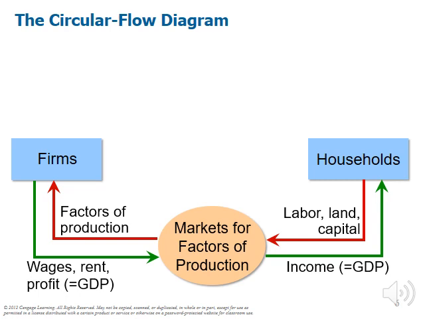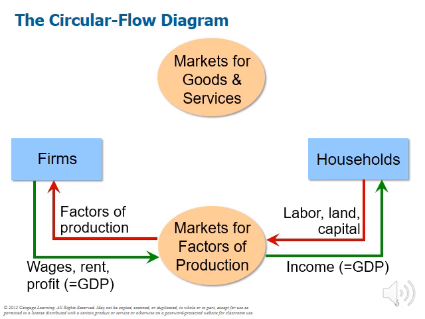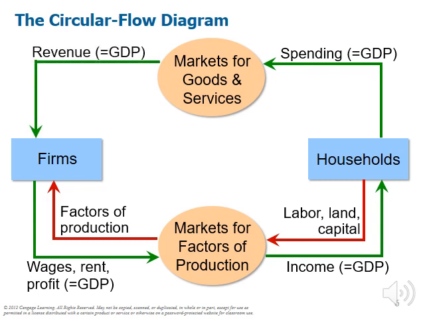These wages, rents, and profit constitute income for households. Income also is GDP. In this simple circular flow diagram, income is spent on goods and services, thereby generating revenue for firms. The sum of all of this spending or expenditure is also equal to GDP. We will talk synonymously about output, income, and expenditure as being GDP.